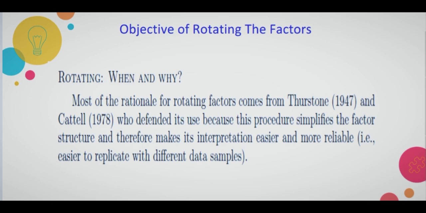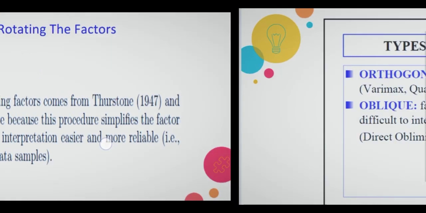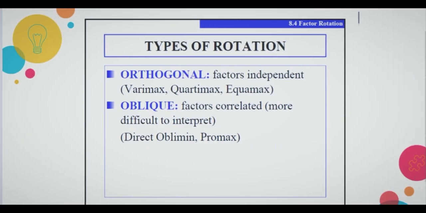Okay, so when and why? Most of the rationale for rotating factors comes from Thurstone and Cattell, who defended its use because this procedure simplifies the factor structure and therefore makes its interpretation easier and more reliable. So when we use factor rotation, the structure will be simplified, and the loading values become clearer. It simplifies our factor structure, and from that it is easy for us to interpret or select the variables that belong to which factor. Okay, we actually have two types of rotation.